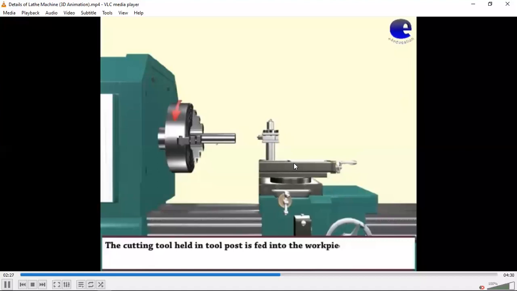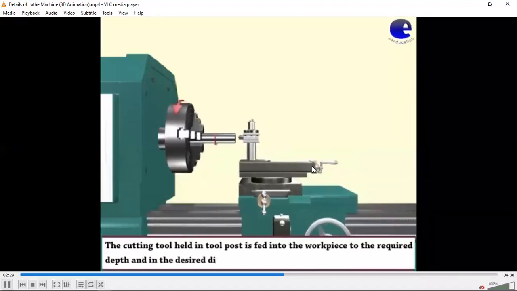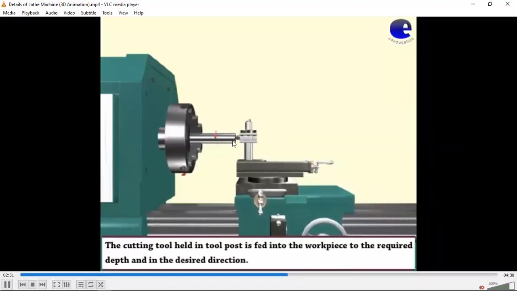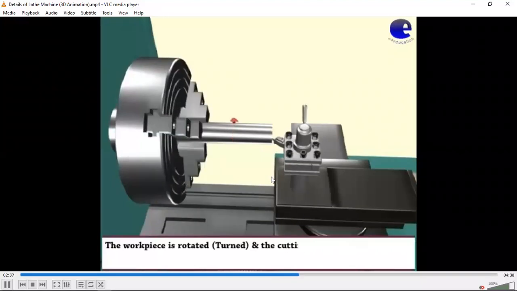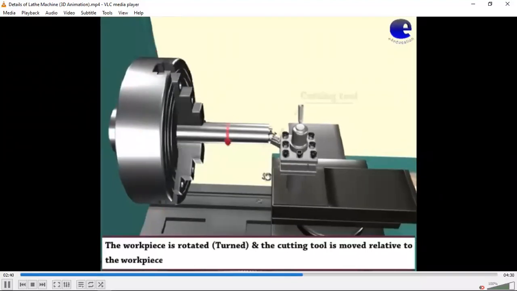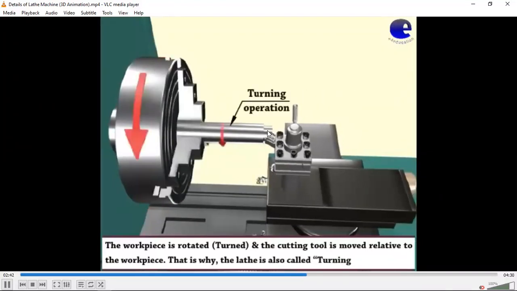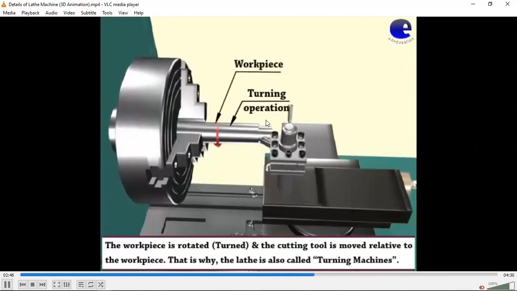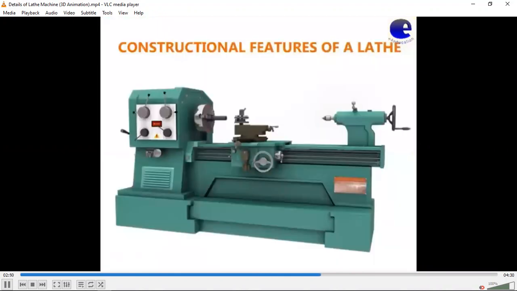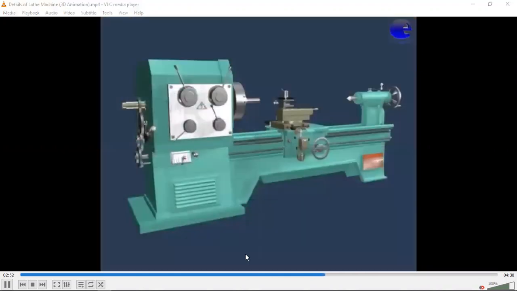The cutting tool held in the tool post moves in the longitudinal direction and starts removing material from this piece. The cutting tool held in the tool post is fed against the workpiece. See here, the workpiece is rotated, and the machining is happening. Then the diameter is going to be reducing. See here, the diameter is reducing. So turning operation can happen.